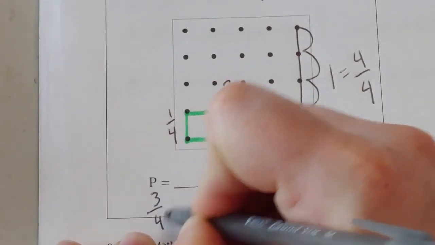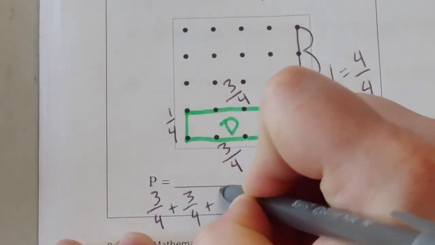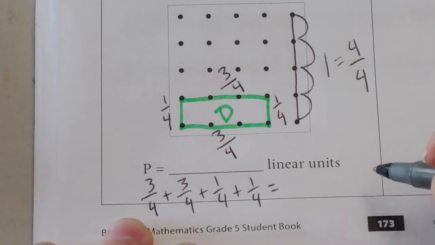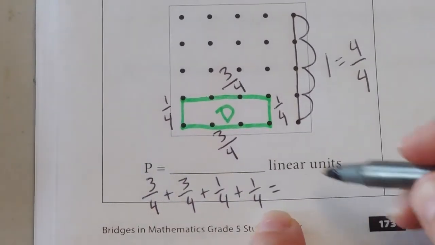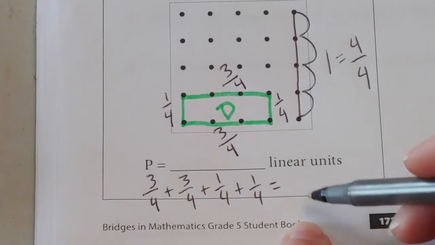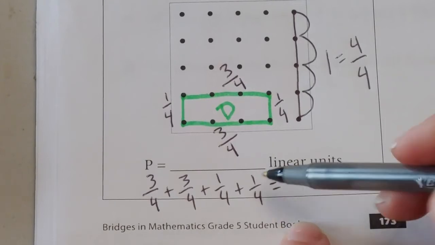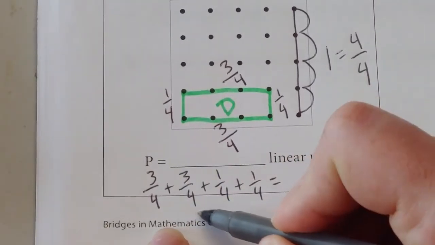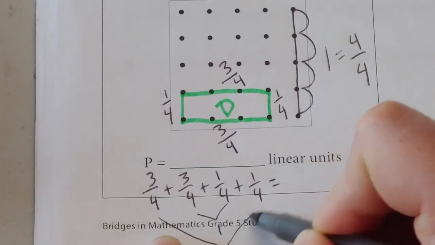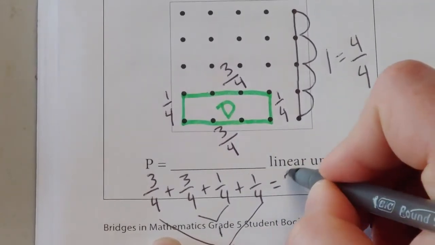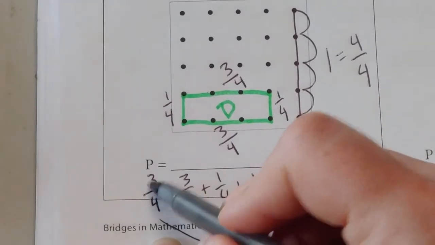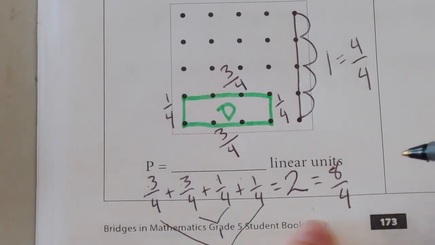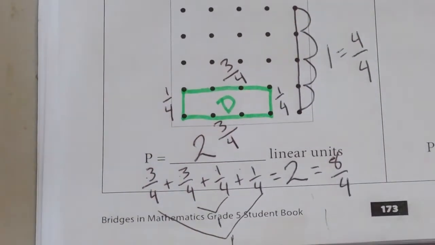So 3/4 plus 3/4 plus 1/4 plus 1/4. On the upside, they all have the same denominator, so we could add them straight across and get an improper fraction of 8/4. Or I can notice that 3/4 plus 1/4 is 1, and that is 1. So my answer is 2. Right? 8/4. Same answer. 2 linear units.